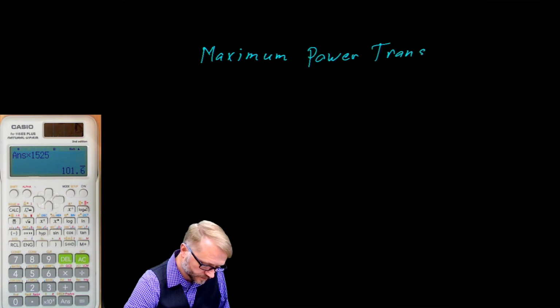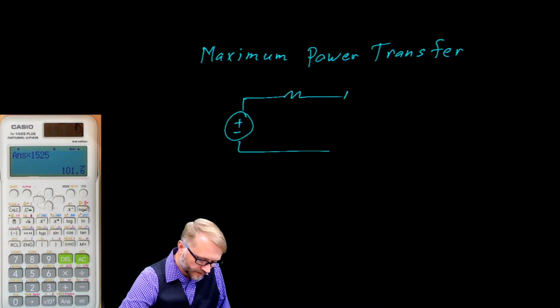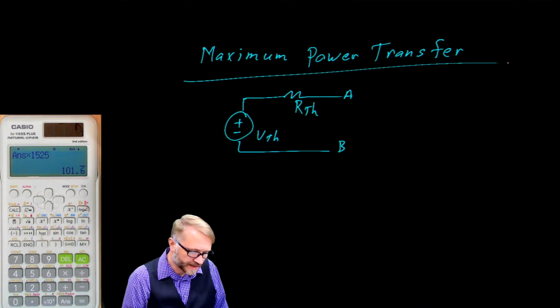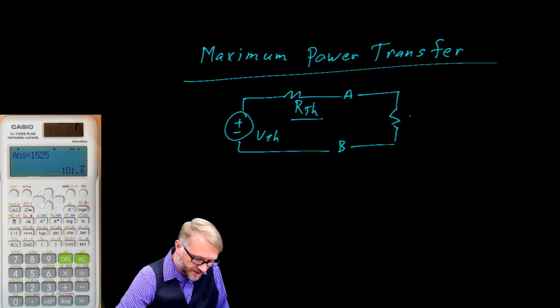One more concept, and we are done for the day. We're going to talk about the maximum power transfer theorem. We start with our Thevenin circuit. We have terminals A and B. The maximum power transfer theorem is very simple. It simply says for maximum power, we match the load to the Thevenin resistance. So for maximum power, we match our load to our Thevenin.